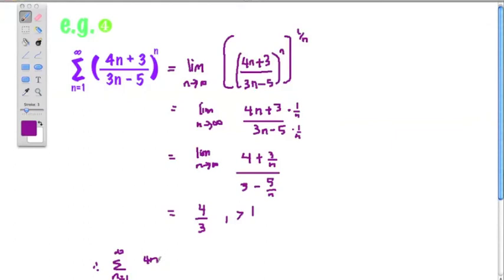As it is greater than 1, we can conclude that 4n plus 3 over 3n minus 5, and the whole series to the power of n, is divergent. So that's all. Thank you for watching.